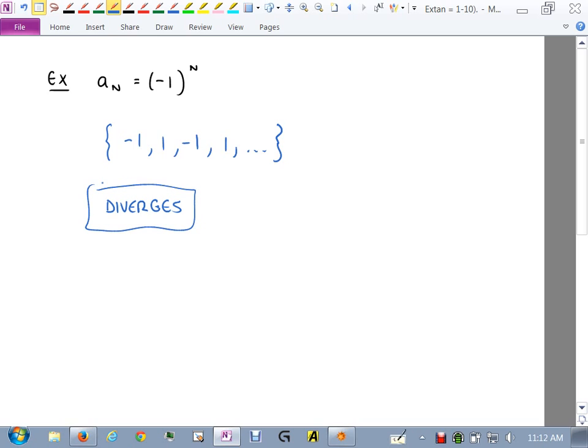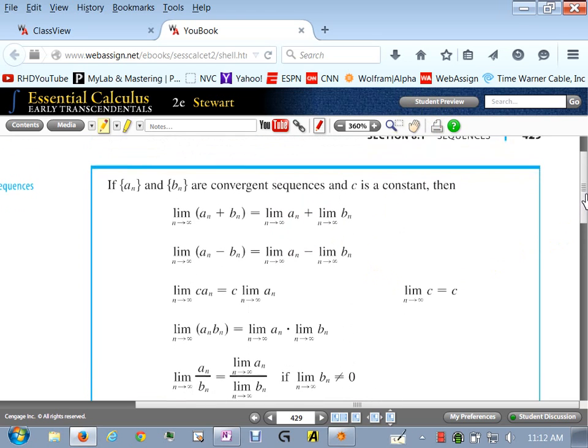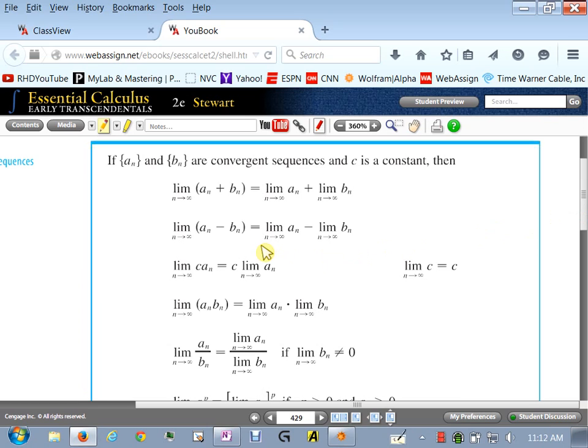Okay, now when it comes to limits of sequences, we have a bunch of properties, and I don't want to write them all down. So they're on page 429 of the book. I'm just going to read through these, all right? It says, if a sub n and b sub n are convergent sequences and c is a constant. So, very important to understand that these limit laws, these limit properties, only hold for convergent sequences. You cannot use these properties if your sequence is divergent, all right?